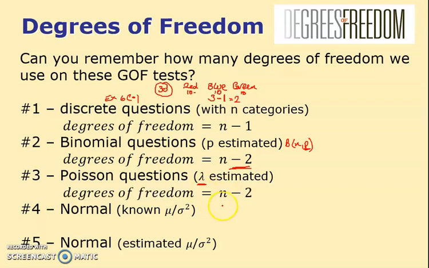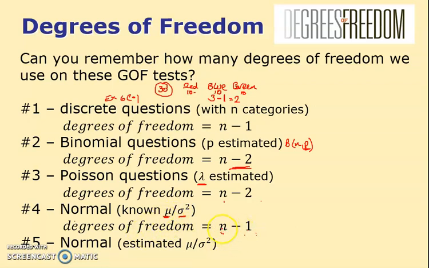And for that reason, I've got n minus 2. One for the totals, and one for the fact that I've estimated lambda. Normal distribution. Now, sometimes in normal distributions, they say you know mu, you know sigma squared. So in that case, notice what I'm writing, n minus 1, because these don't count as restrictions on my degrees of freedom. So my degrees of freedom is just n minus 1.